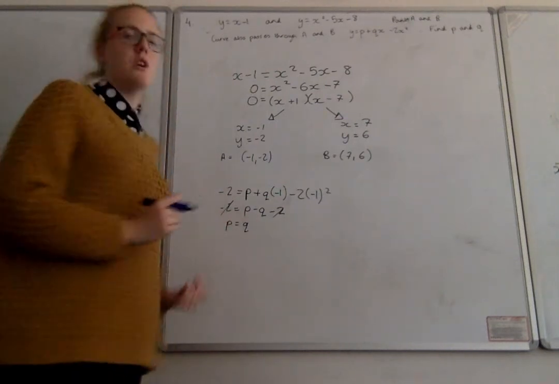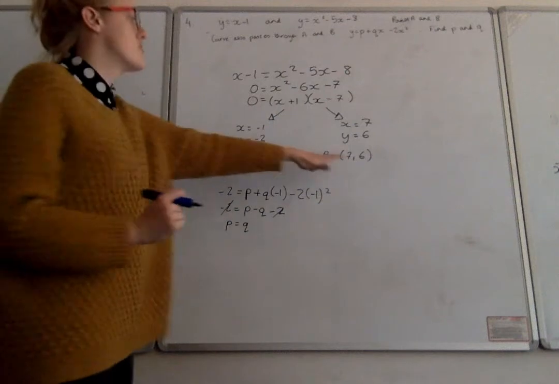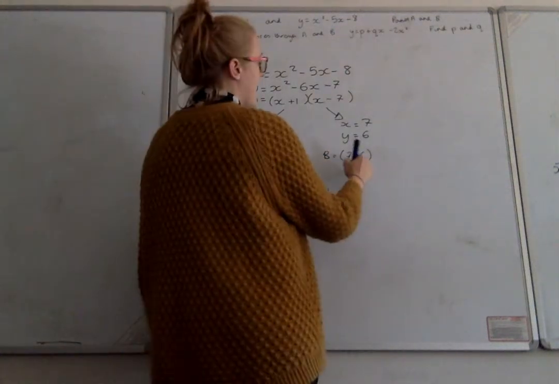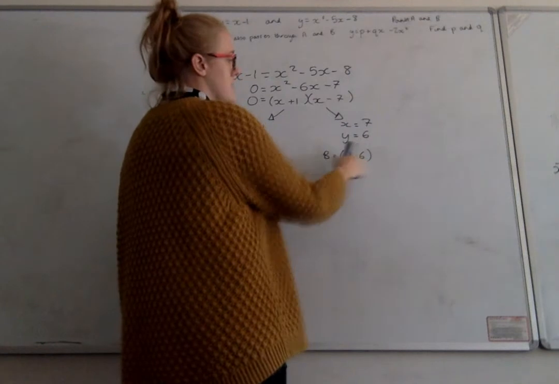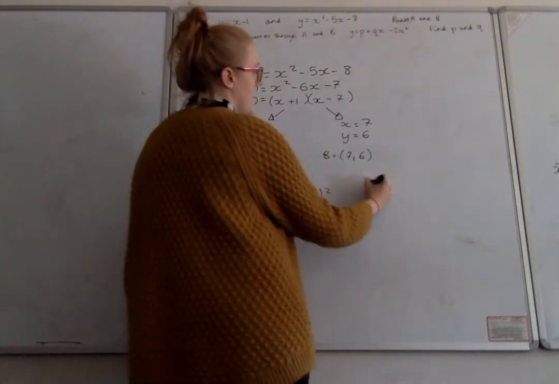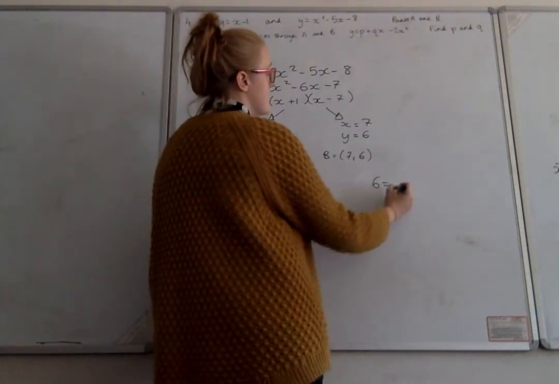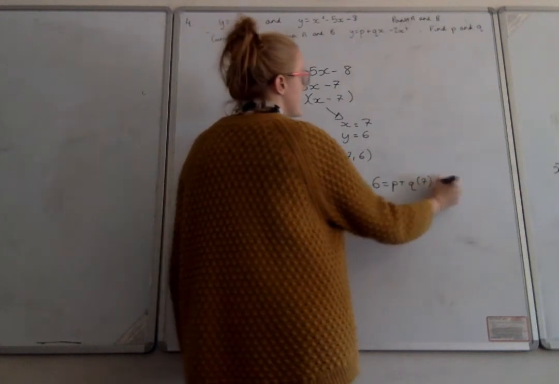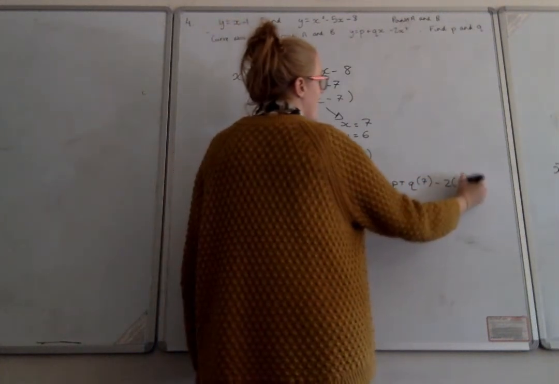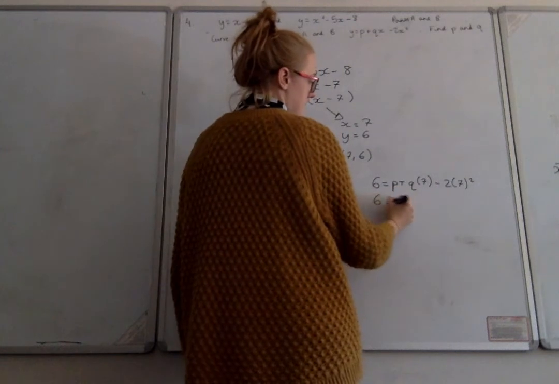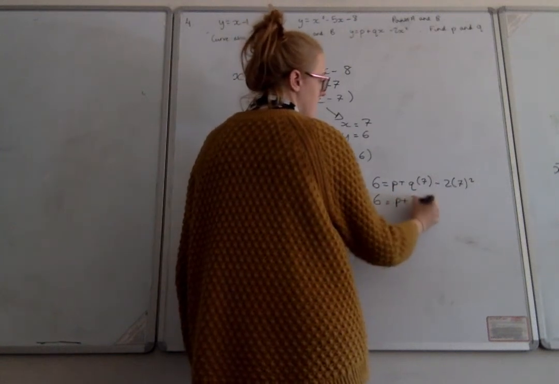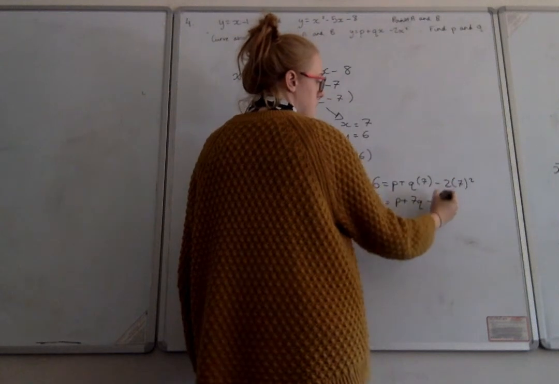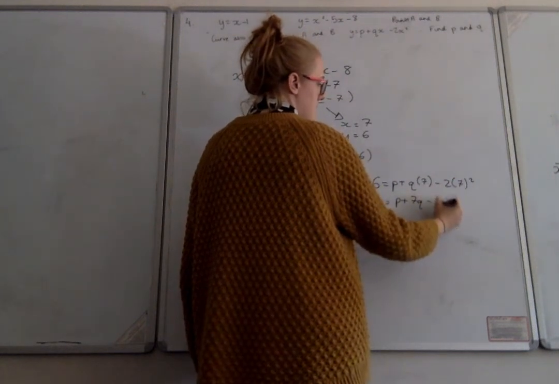Still don't know what p and q are yet. So I'm going to now try and take my other point and see if I can get some more information. So again, substituting my y is equal to 6 and my x is equal to 7, I've got y is equal to p add q lots of x, take away 2 lots of x squared. So 6 is equal to p add 7q, take away 2 lots of 49, which is 98.